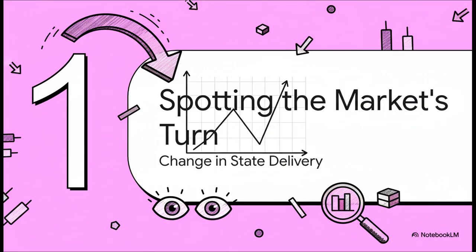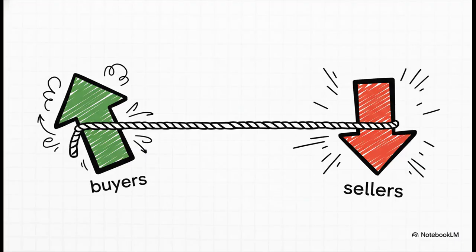Spotting the market's turn. Now, the source material we're looking at uses a pretty fancy phrase for this. It calls it a change in the state of delivery. It sounds super technical, right? But trust me, the idea behind it is actually pretty simple. Think about it like this. It's that one specific moment when the whole power dynamic in the market flips.